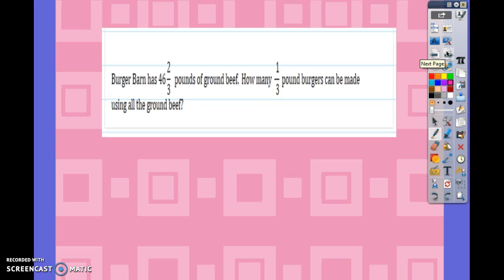Burger Barn has 46 2/3 pounds of ground beef. How many 1/3 pound burgers can be made using all the ground beef? So we're going to take our total amount of ground beef, and we're going to divide it by 1/3 to find out how many 1/3 pound burgers we can have. We are going to have to change our mixed number into an improper fraction.